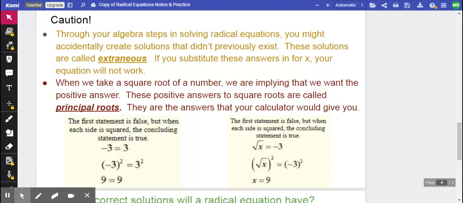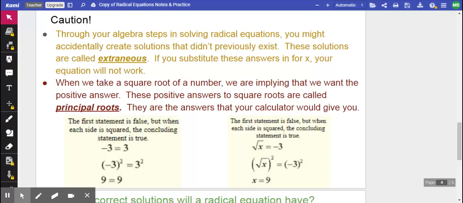Now we want to define what an extraneous solution is. When you're doing these algebra steps, it's possible that along the way you could be creating solutions that you think might work that didn't previously exist in the equation. So these extra answers, or extraneous solutions, are ones you want to check and make sure work, but sometimes they will not actually work for x in the original equation you start with.